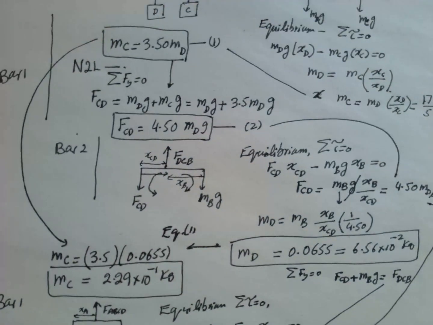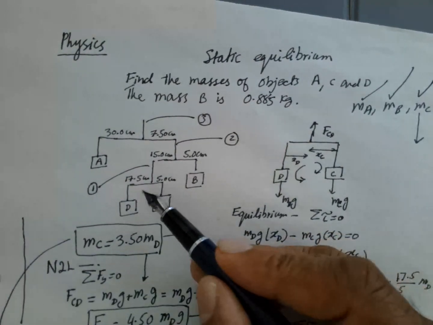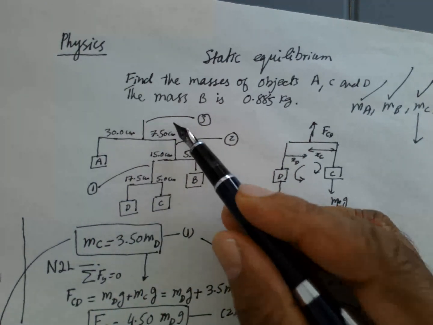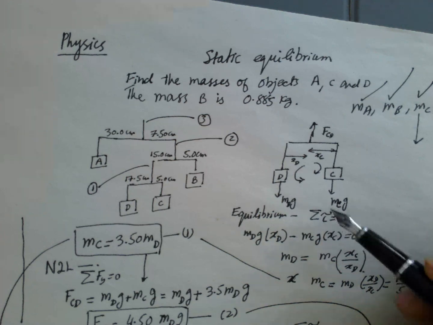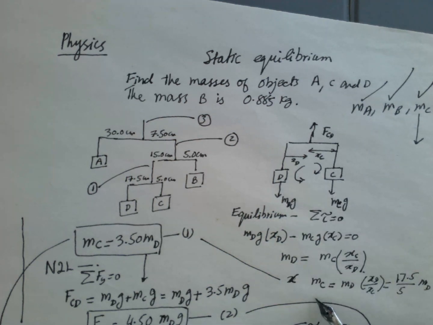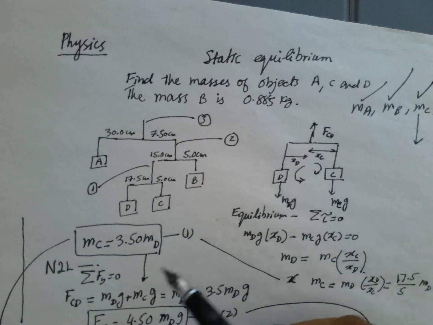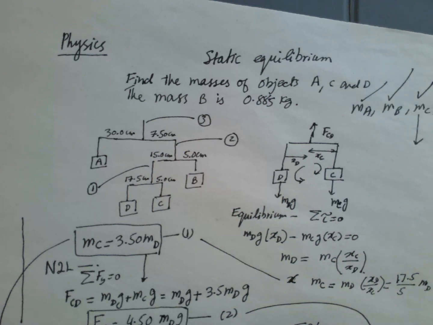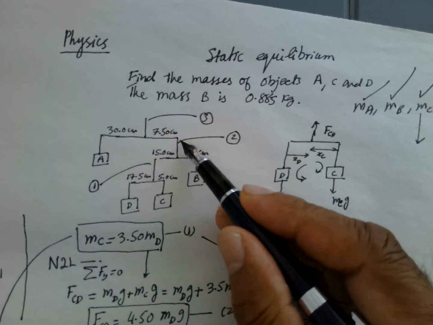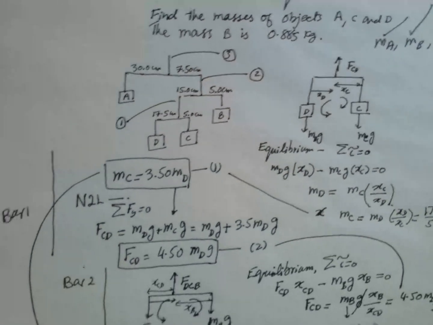So this is the question, and this is the answer to a slightly complicated question. We have to use the bars. The first bar is this one, then bar 2, then bar 3. Considering bar 1, DC in equilibrium, tau is equal to 0. With positive and negative, you have MC times its arm. Substituting the values from equation 1, MC is equal to 3.5 times MD. Then use Newton's second law: the up force is equal to the down force, and FCD is equal to this one. This is equation 2. Then bar 2 comes. If you consider bar 2, then we have this relationship. So this tau, and then you can do all the calculation. Everything is done.